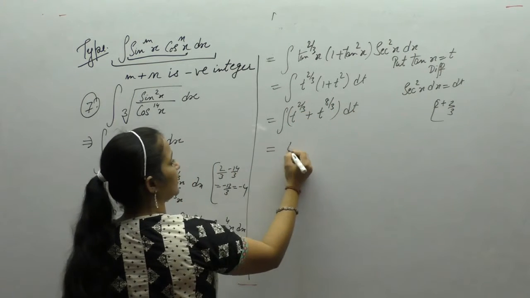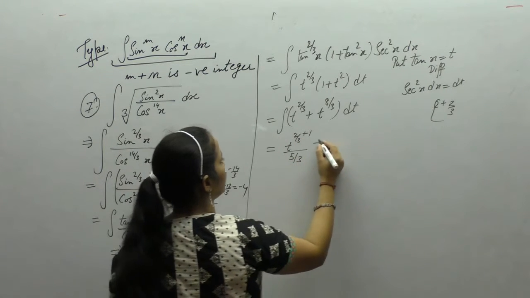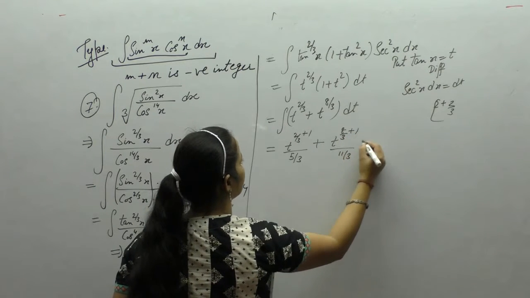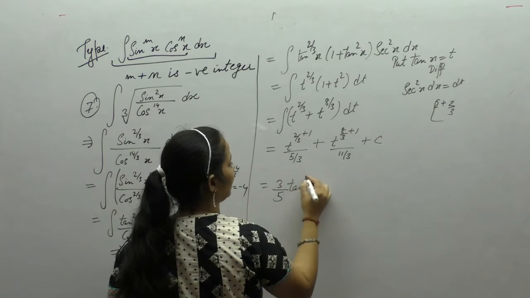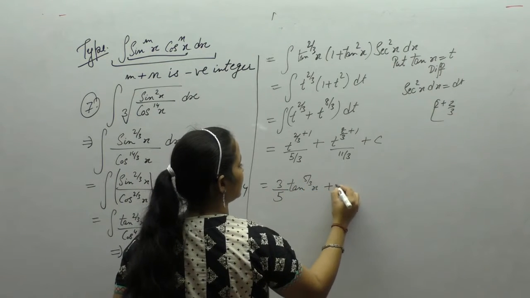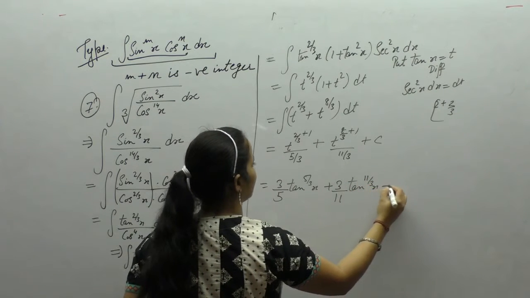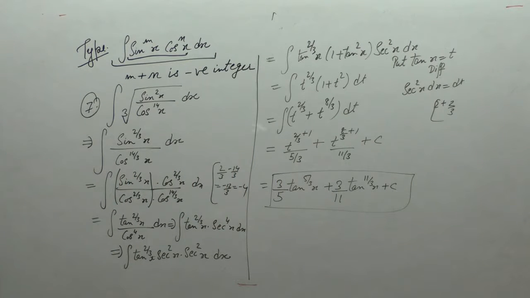Now apply the power rule here, n plus 1. 2 by 3 plus 1 is 5 by 3, and 8 by 3 plus 1 is 11 by 3. So the answer is 3 by 5 tan 5 by 3x plus 3 by 11 tan 11 by 3x plus c.